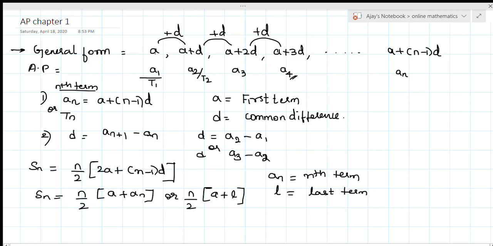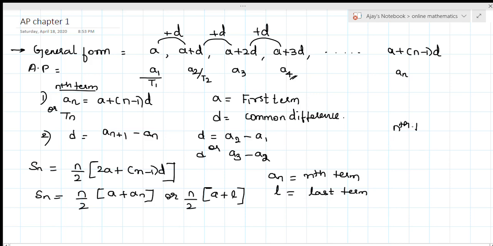Here we have just learned the general formula. If you add plus between all these terms, then that becomes the sum of the AP, which is also called an arithmetic series. Arithmetic series.